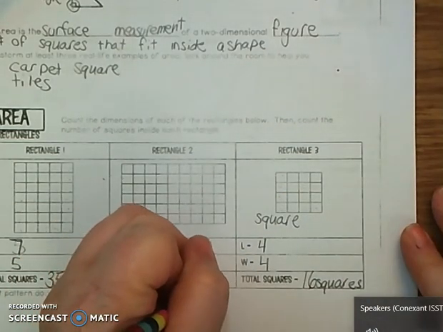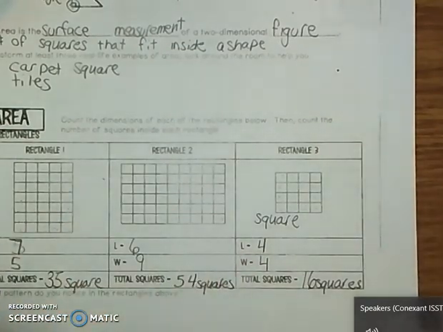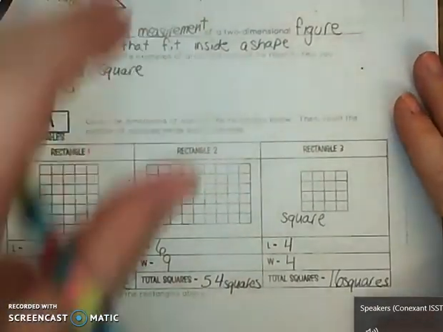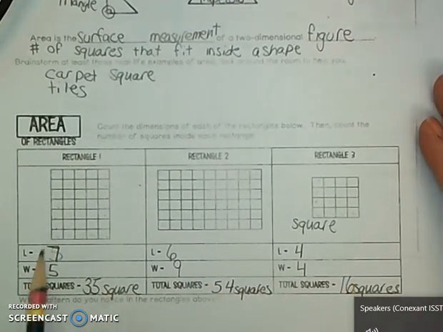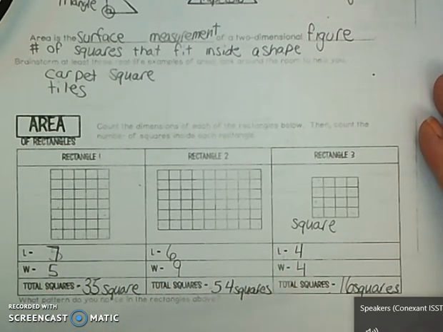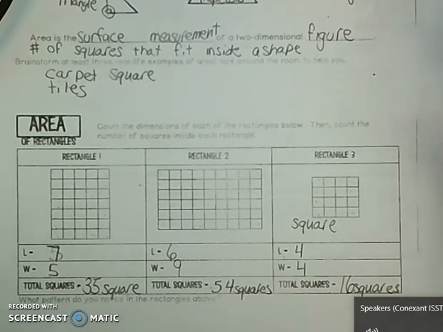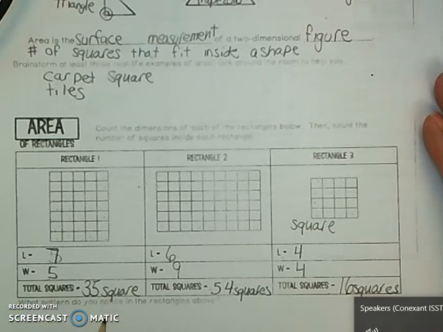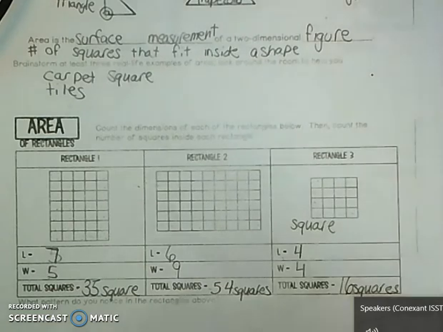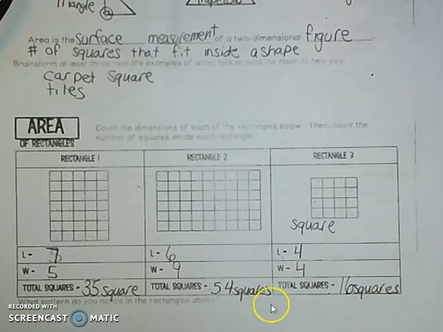So we can always draw squares and count, but what do we do when we don't have squares? And what do we do if there's a ton of squares? Do you see a pattern that happens here? What are you doing to get these answers? Aren't you multiplying? Isn't 7 times 5, 35? 6 times 9, 54. 4 times 4, 16. So what measurements are you multiplying to find the area? Because you're not always going to do 7 times 5. It's not always going to be 6 times 9. But in a more general tone, what are you multiplying to get that?